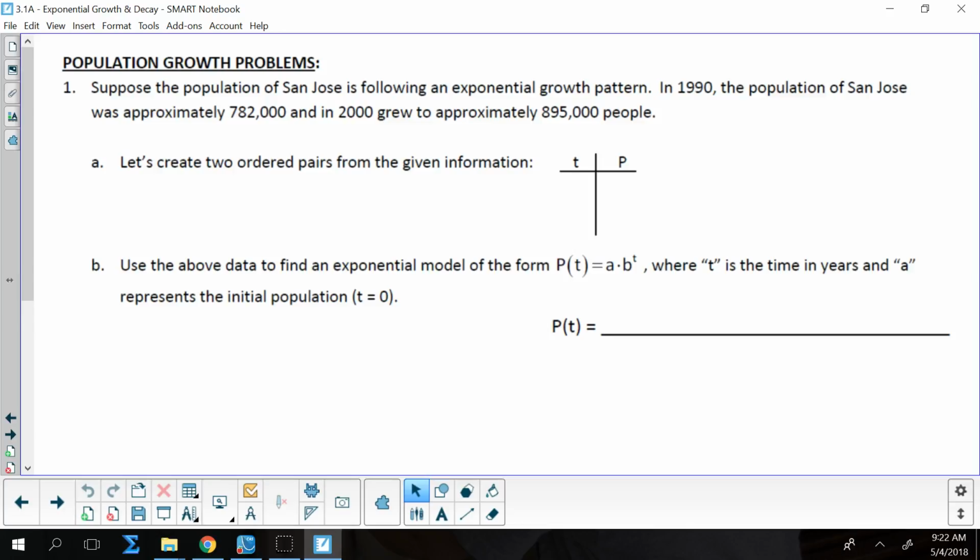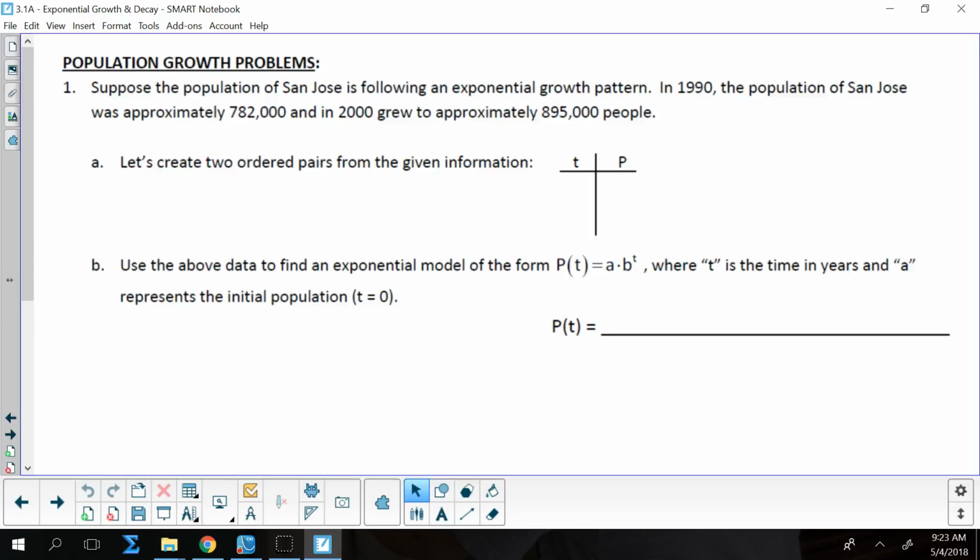Suppose the population of San Jose is following an exponential growth pattern. In 1990, the population of San Jose was approximately 782,000 people. And in 2000, it grew to approximately 895,000 people. Let's create two ordered pairs from those two given pairs. What do we think our two ordered pairs could be?